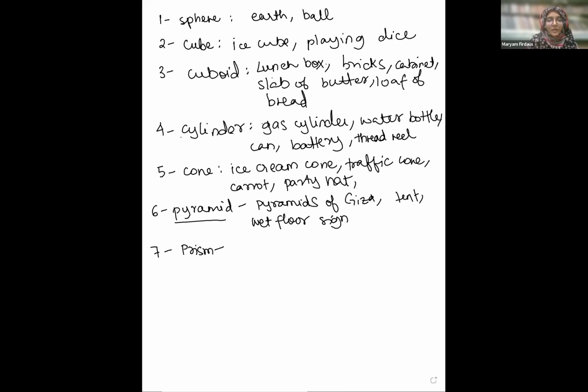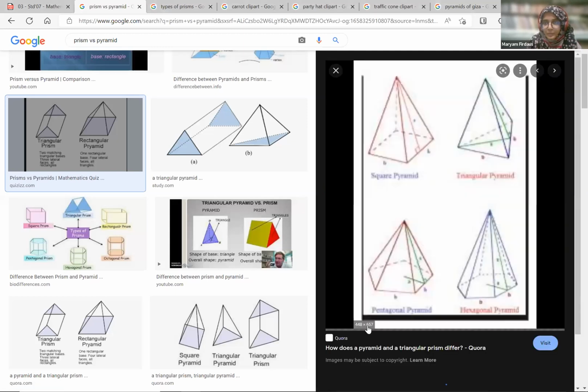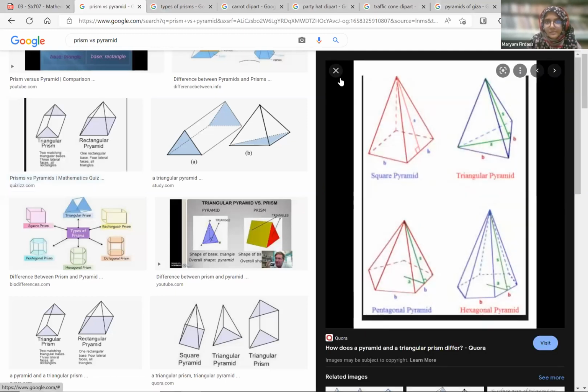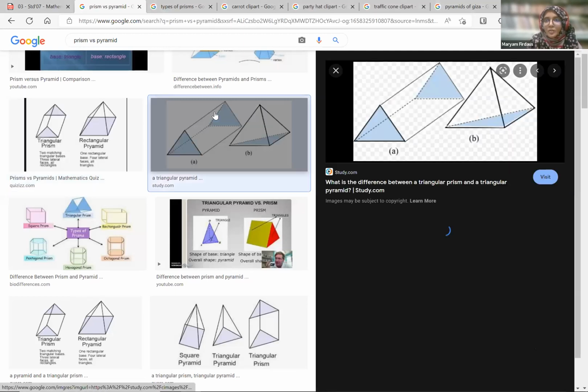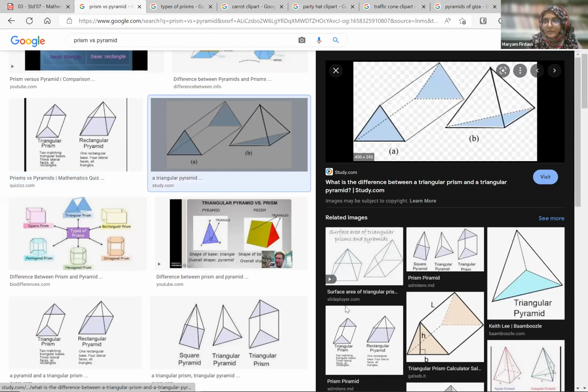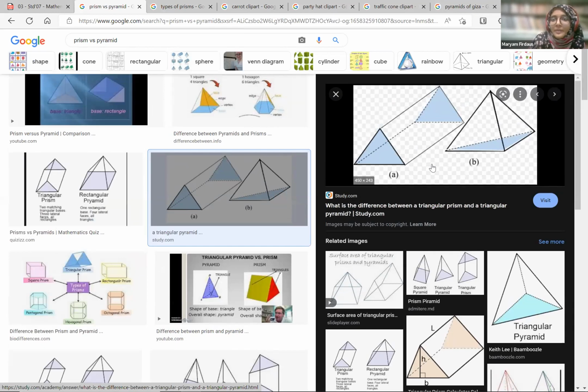Because it's a 3D thing, you have to see it in 3D. I'm sorry. Take a look at this. Over here you have a triangular prism and a triangular pyramid on the right side.